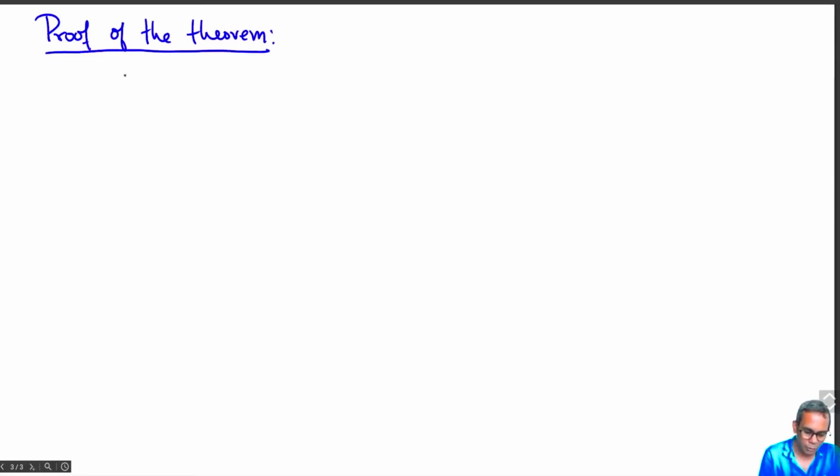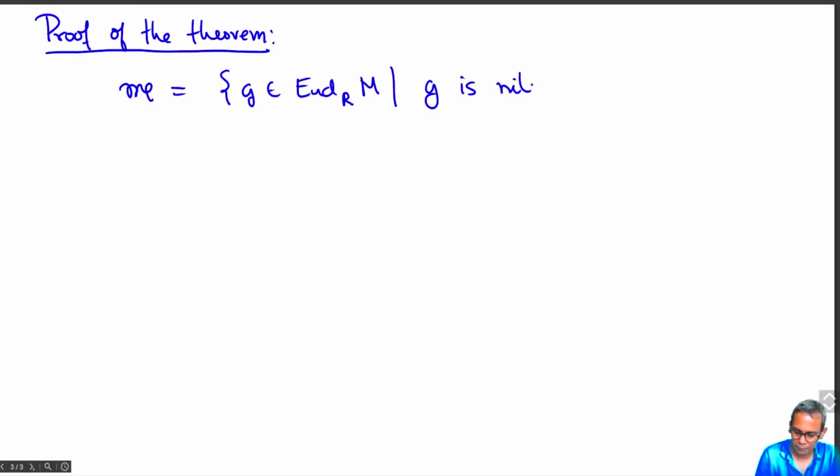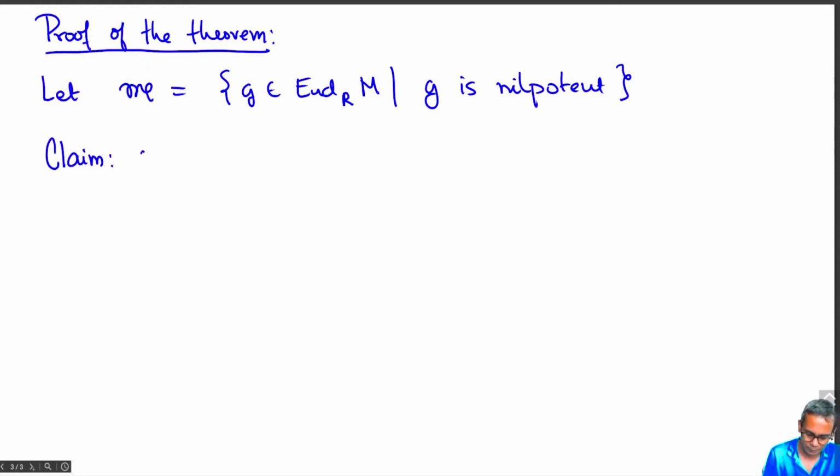Well, we'll take M to be the set of all nilpotent elements in End R M, i.e. g to the power n is 0 for some n. And we'll show that M is a two-sided ideal. And of course, we know that the complement of M consists of units, and so we'll have proved the theorem.